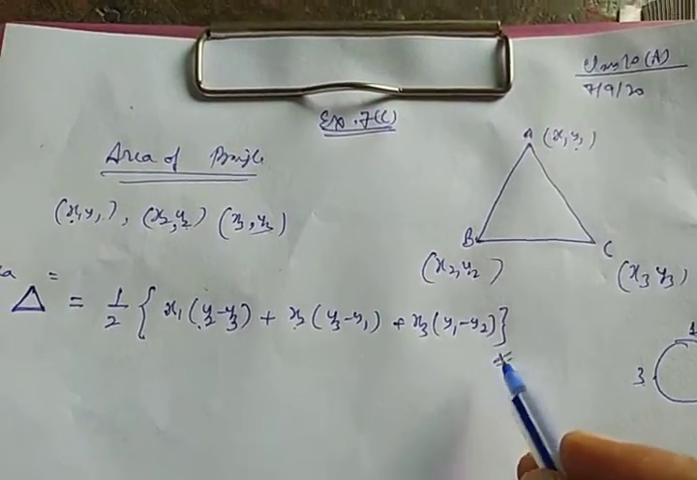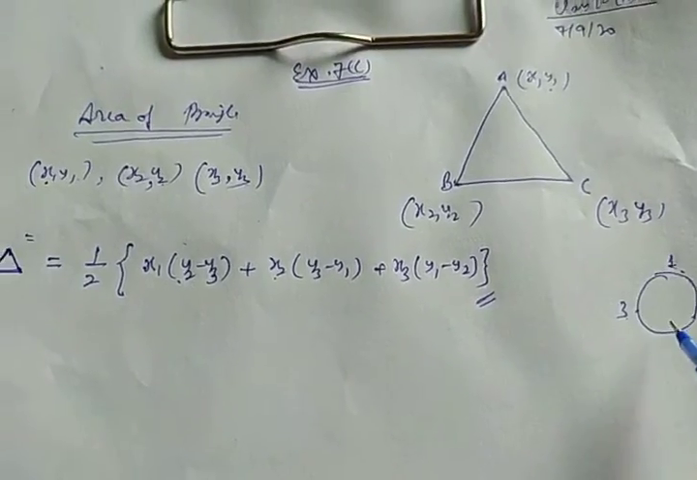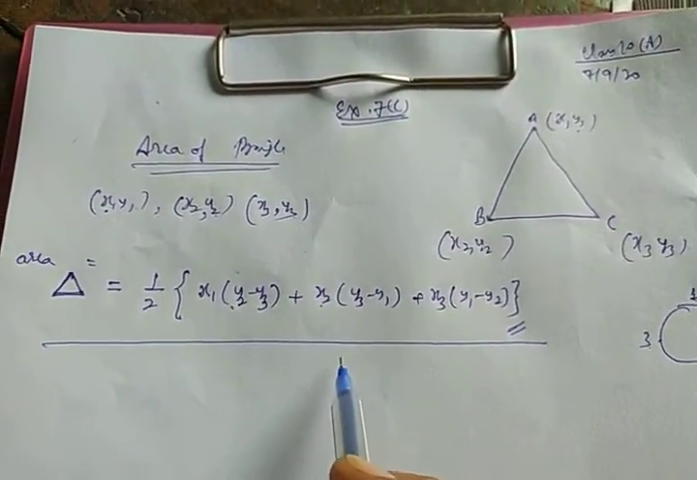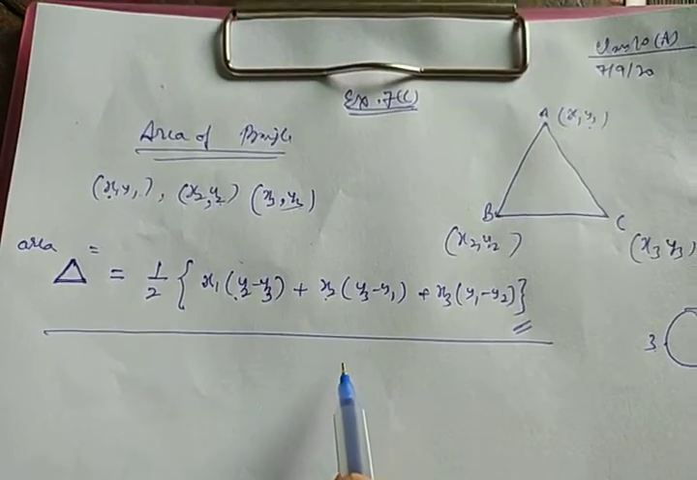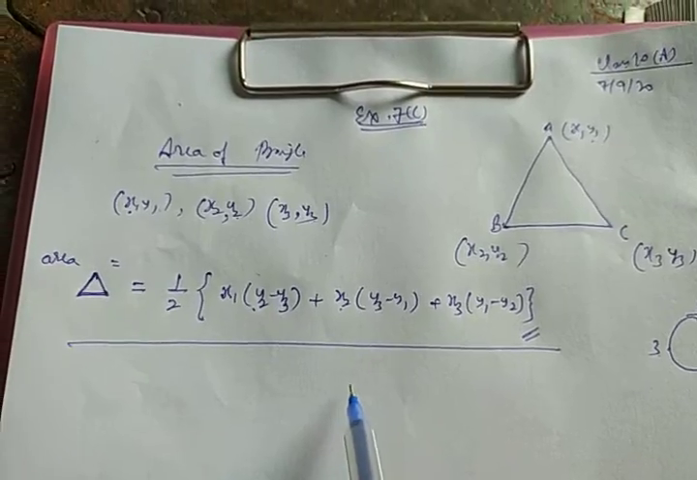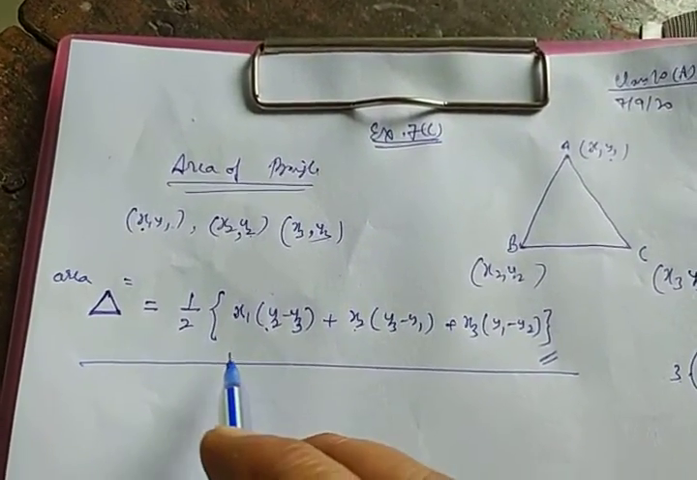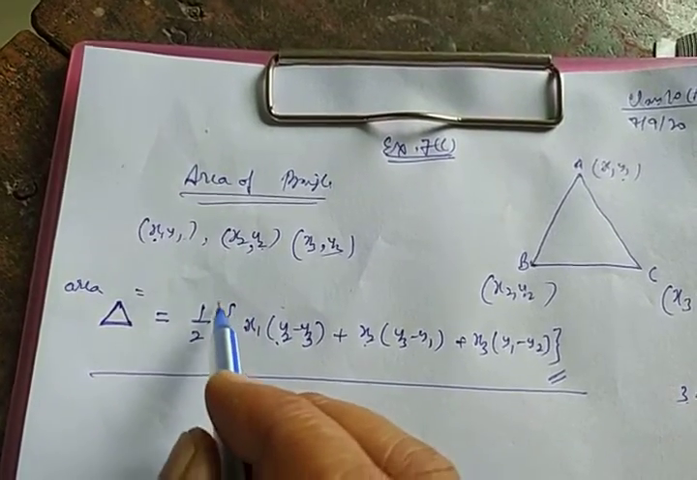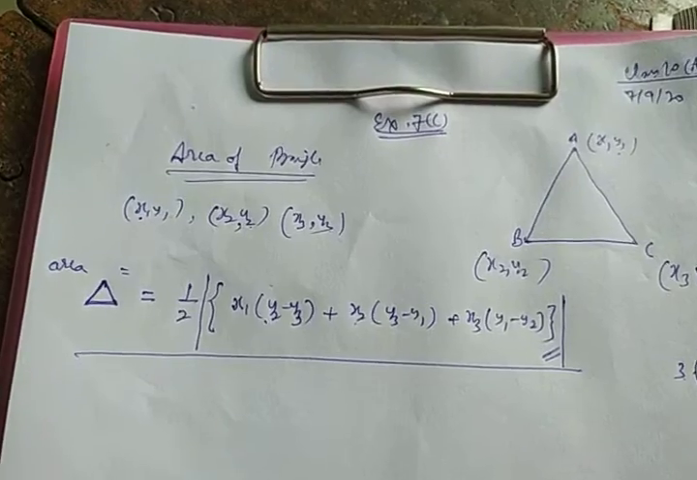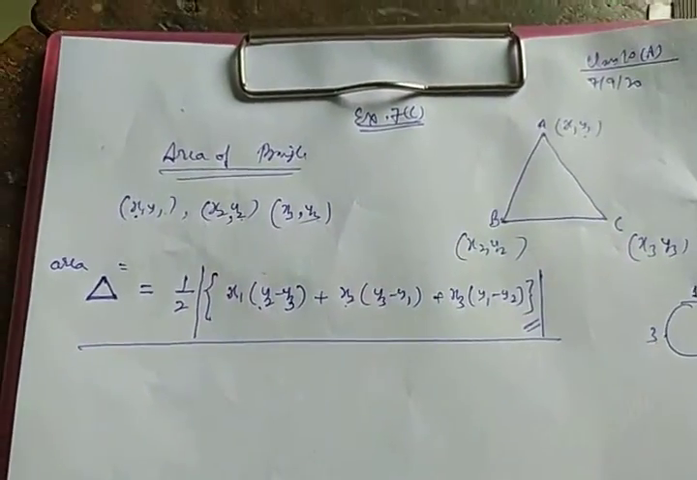Simply learn the formula, along with the pattern whatever I am explaining. This is the formula. Simply putting the values in this formula you can calculate the area. If it comes out as a negative quantity, area is always taken as positive, so you have to place a modulus sign like this. Modulus sign means the overall quantity will be taken as positive.